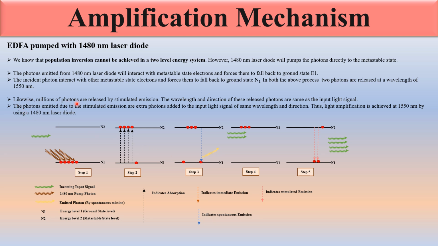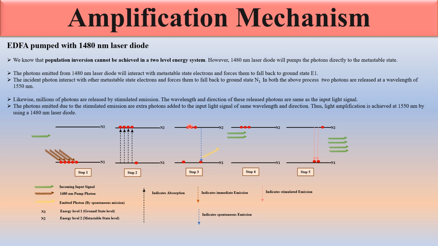Likewise, millions of photons are released by stimulated emission. The wavelength and the direction of these released photons are the same as the input light signal. You can see when the incident input photon signal interacts with the electrons in the N2 state, the higher energy state, they fall back from the higher state to the lower state and release photons with the same energy level, phase, and direction. So it helps in the amplification.